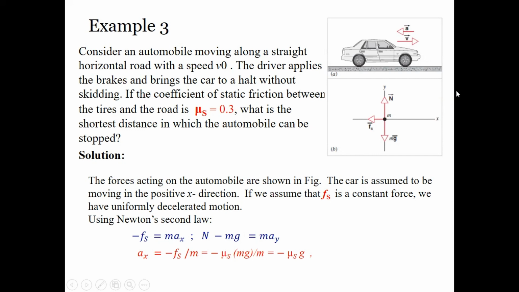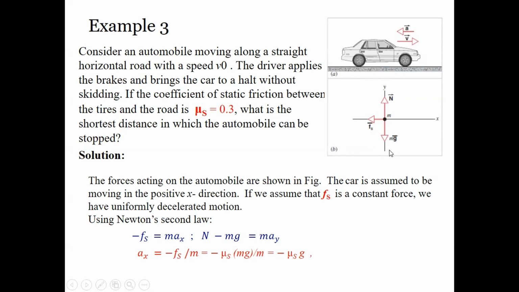First of all, we will have the free body diagram. The car will be treated as a point of mass m, on which the normal force is N, and the force due to gravity is m times g. Because of the contact between the tires and the road, there is a force of friction Fs.